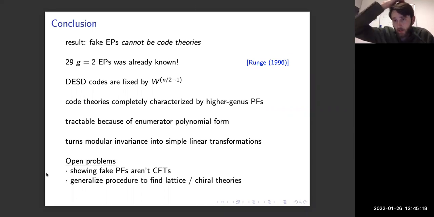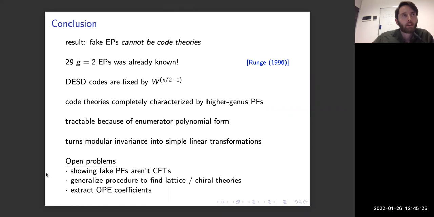Another interesting thing would be to try to generalize the procedure to find general lattice theories or general chiral theories. And another thing that we're kind of interested in is trying to extract the OPE coefficients. One of the results of this is a lot of explicit genus 2 partition functions. So it'd be interesting to sort of play around with what are the OPE coefficients of the ones that factorize or don't factorize, or does that question even make sense? So yeah, that's something that we're interested in the future.